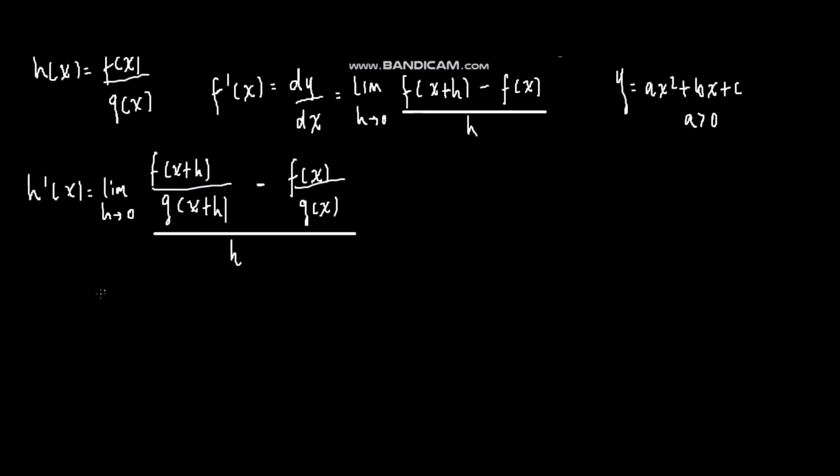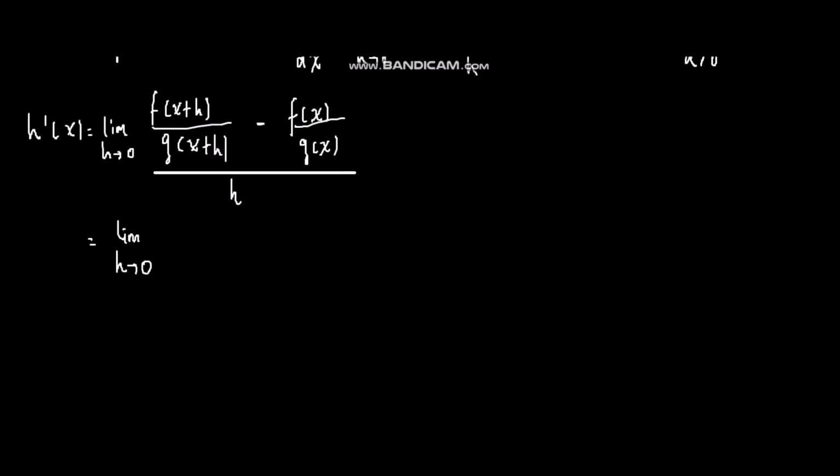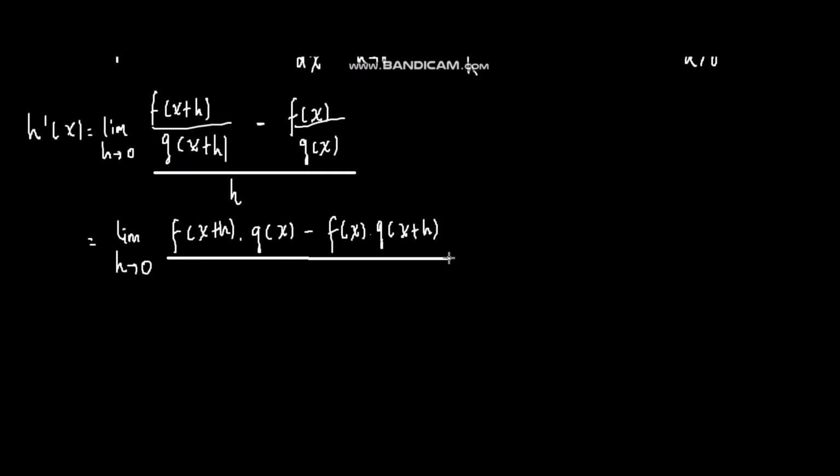h, right? So this thing's equal to limit as h goes to 0 of, let's see here. I'm going to try to make this whole thing into one fraction. Okay, so I'm going to cross multiply. I'm going to make the denominator the same. So this is going to be f of x plus h times g of x minus f of x times g of x plus h over, the new denominator is g of x times g of x plus h, right?